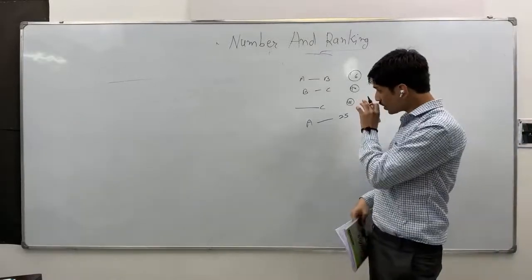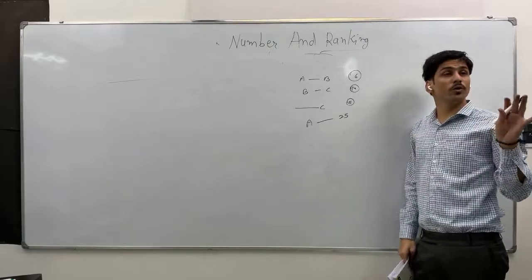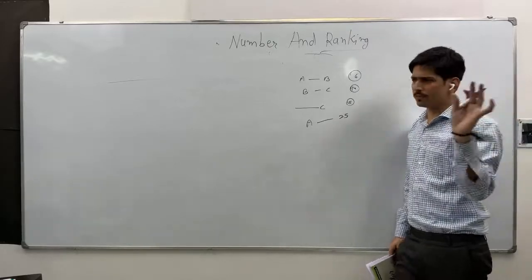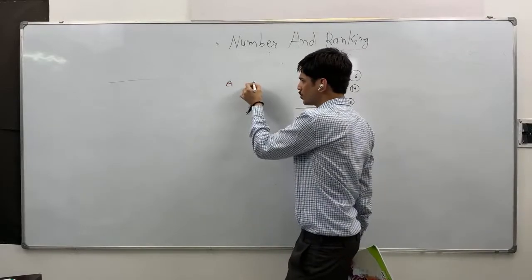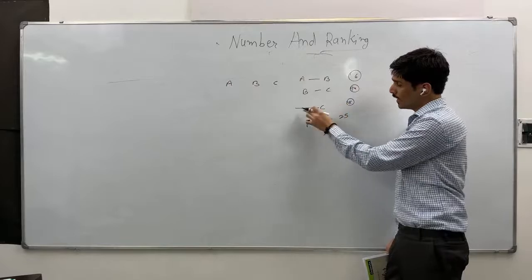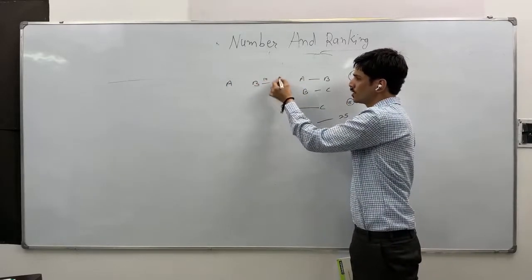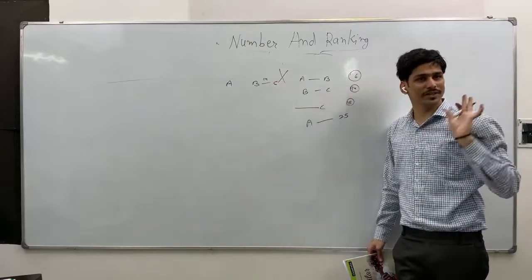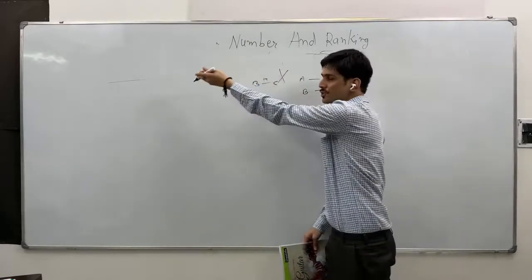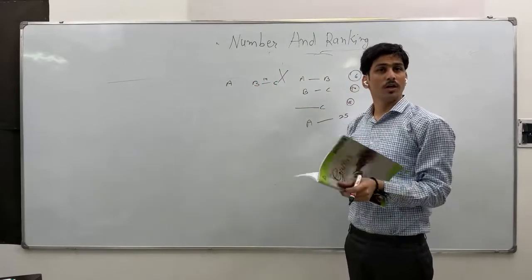For maximum, first of all, I don't know where A, B, and C will come, so randomly I'll draw. Is this case possible? They are telling ahead of C only 5 students are there, and I can see between B and C, 14 are there. So this case is not possible. Simply I can reject it, because ahead of C only 5 students are there and between B and C, 14 are there.